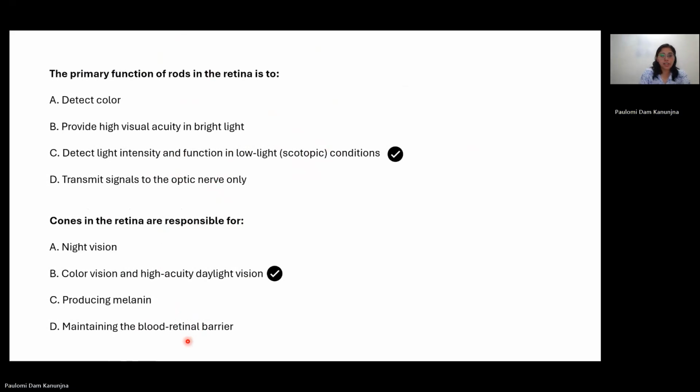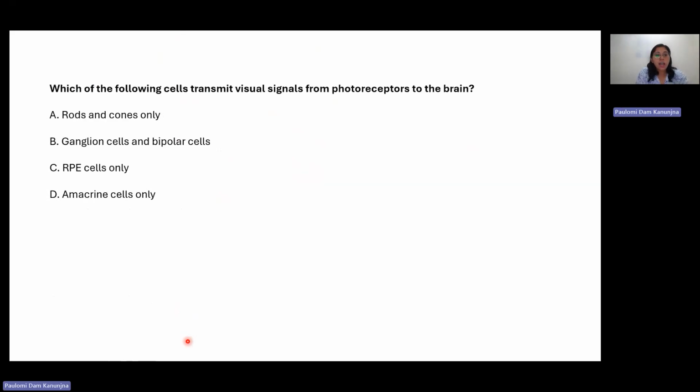Okay. Next question. Which of the following cells transmit visual signals from the photoreceptor cells to the brain? Which is again a simple question. We've done this already. Simple, right? It's the ganglion and the bipolar cell.